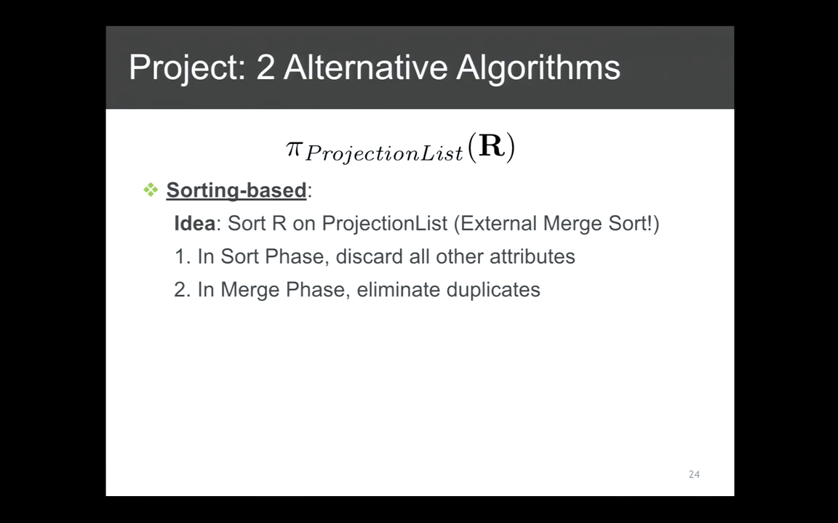Now, during the sort phase, as you read the pages from R, you can immediately throw out the attributes that are not in the projection list. So that means the temporary file that you write out after the sort phase is going to be smaller than R itself. So the I/O cost calculation here differs from the I/O cost for the actual external merge sort, because the merge sort doesn't have any projection. It reads all the records with all the attributes, and it writes out all the records with all the attributes.